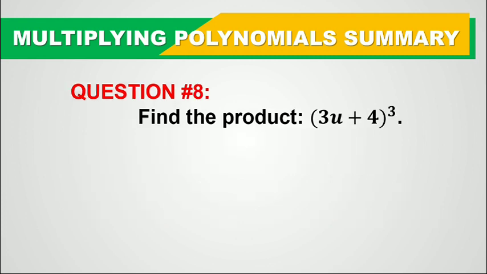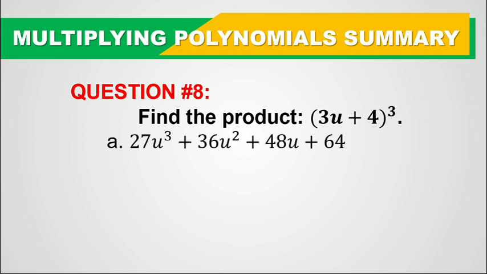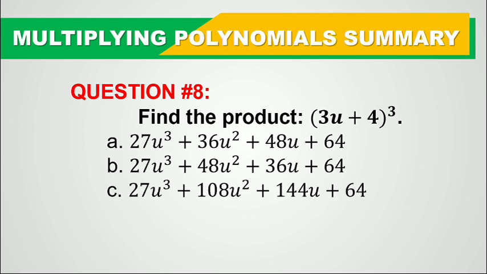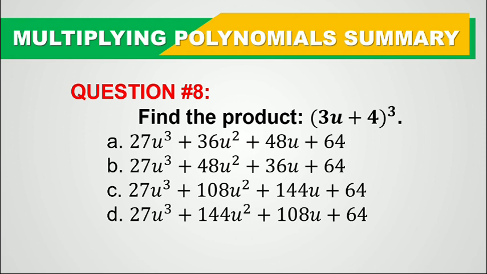Now, how about this one? Question number 8. Let's find the product of this binomial, 3u plus 4 cubed. So we are cubing this binomial. Is it letter A, 27u cubed plus 36u squared plus 48u plus 64? Or letter B, 27u cubed plus 48u squared plus 36u plus 64? Or letter C, 27u cubed plus 108u squared plus 144u plus 64? Or letter D, 27u cubed plus 144u squared plus 108u plus 64? What is your answer?